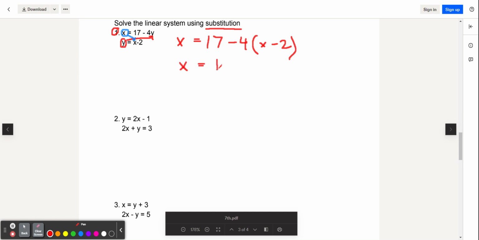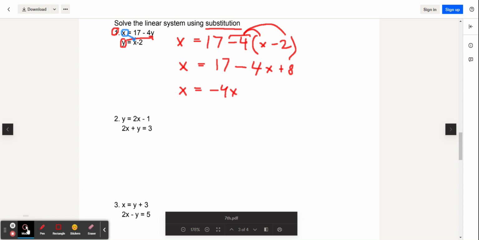Now, we simplify. We distribute the negative 4. Make sure to keep the sign. So this isn't negative 8. This is not minus 8. This is plus 8, because the sign comes along. Minus 4 times minus 2 is plus 8. And then we get that x is equal to negative 4x.